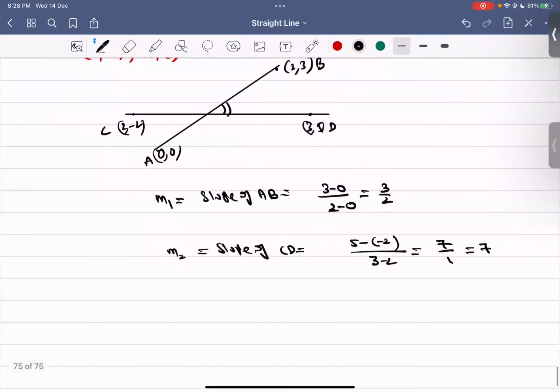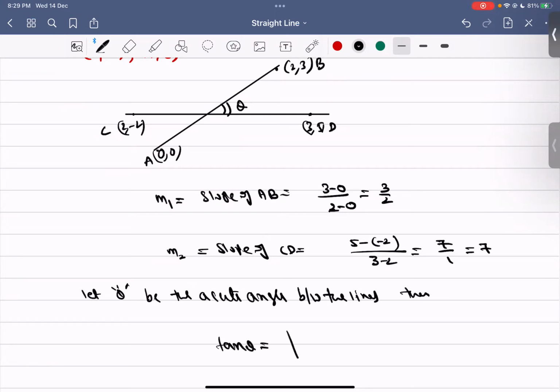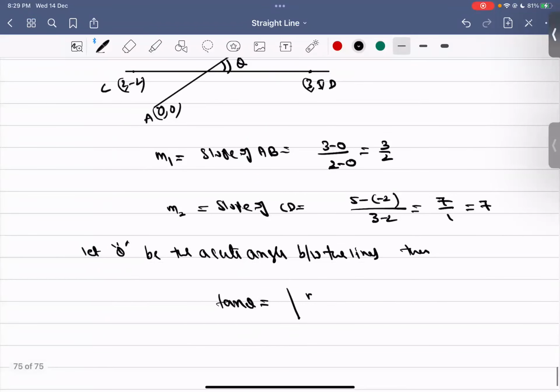Now theta is the acute angle between the lines. What I said, angle means acute angle. Let theta be the acute angle between the lines. Then tan theta is equal to mod of (m1 minus m2) by (1 plus m1 m2).